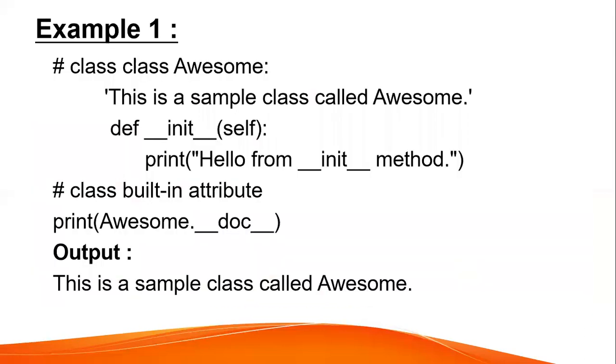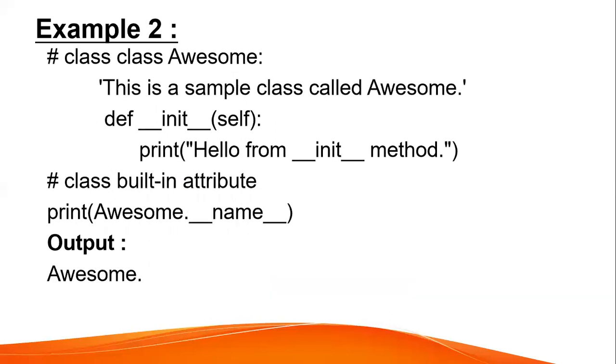Now we can see the example of classes and objects. Here we can see a sample class called Awesome, defining the init function with self, print hello from init method. Here we are printing Awesome dot doc. The output will be: this is a sample class called Awesome.